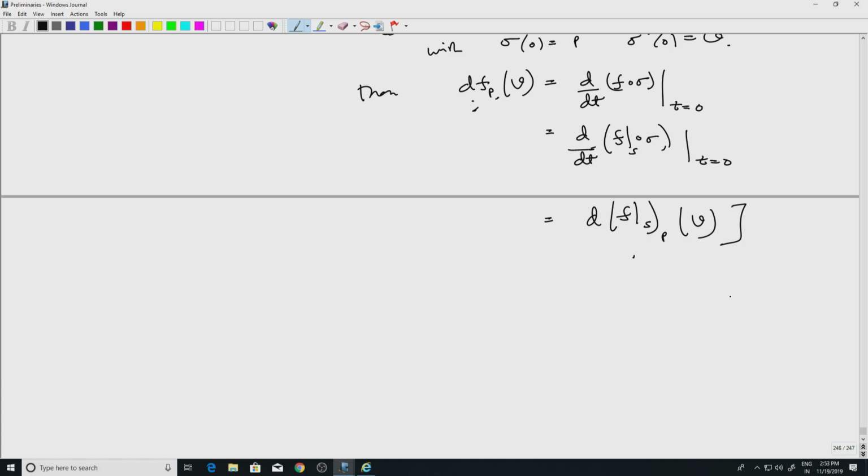So let's do this to left translations. Let's look at a left translation LP. Here I start with P in H. Since P is in H, left translation by P takes the subgroup back to itself.